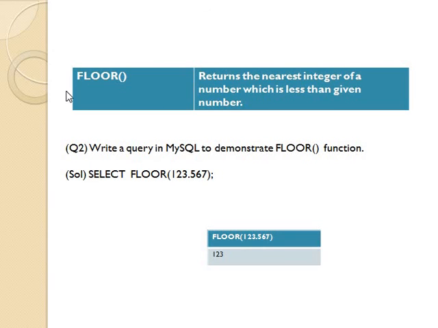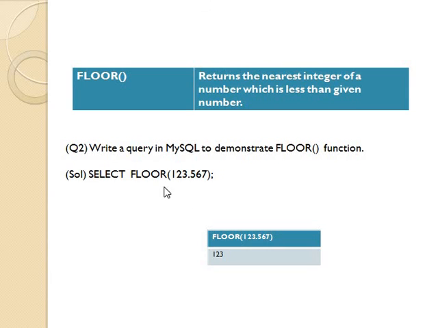Now let's come to the second numeric function called floor. With the help of this function called floor, you can return the nearest integer of a number which is less than the given number. Now read this question. It says write a query in MySQL to demonstrate the floor function.